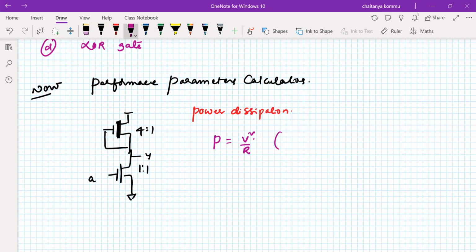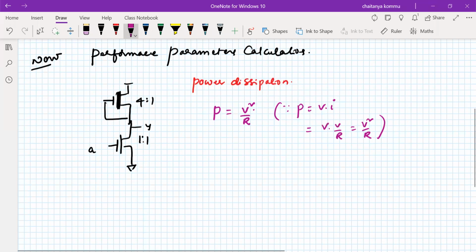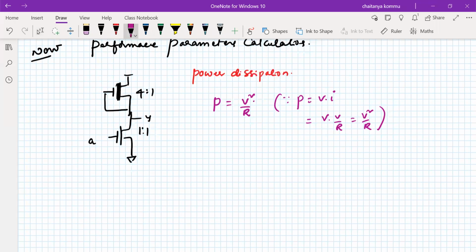Since we know very well that P is equal to voltage into current, I want to calculate the current based on this. I is V by R, so it becomes V square by R. So how do we calculate the V value? V stands for VDD, which is, for example, 5 volts. Let us consider 5 volts.